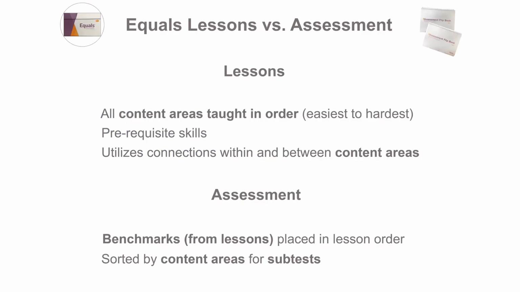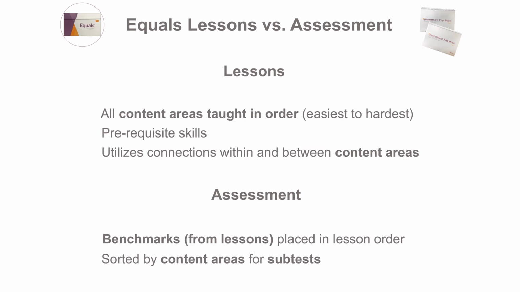To recap, all content areas are taught in order, from easiest to hardest, and mixed together from Chapter 1 through Chapter 10, representing a sequence of prerequisite skills and concepts that students learn and connect to the next lesson and subsequent lessons, learning over time, which is how we all learn. It utilizes the connections within and between content areas.